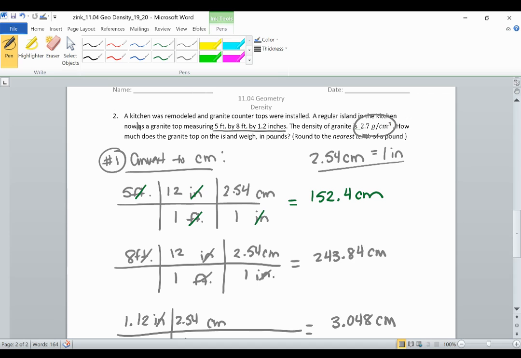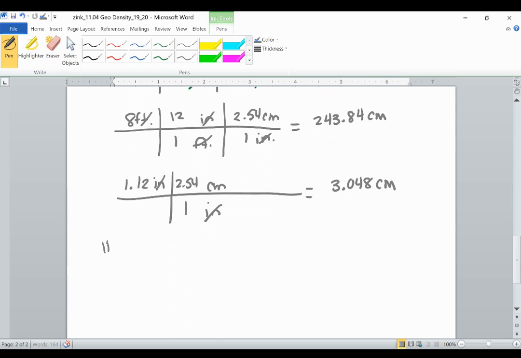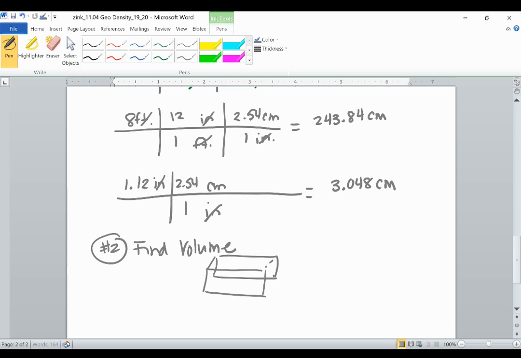So I want to find how much this weighs. So I need to use the density to get there. So the density is 2.7 grams per cubic centimeter. So I need cubic centimeters, which means I need volume to find this. So I need to find the volume. So if we're talking about an island counter here, that means we're talking about a rectangular prism.